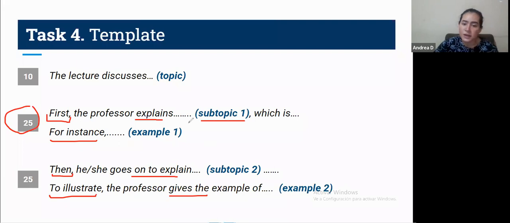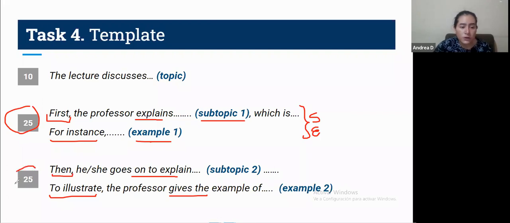And that's it. Everything else is up to you. So you say, first, the professor explains reliability, which is defined as the absence of defects in a product. You give the example that the professor gave. You say, for instance, when a car is reliable, then it is not supposed to have any defects. It's supposed to work the way that the consumer expects it to work. And it doesn't need to be repaired too soon after buying it. That's your first subtopic, right? Subtopic and example. 25 seconds is enough.